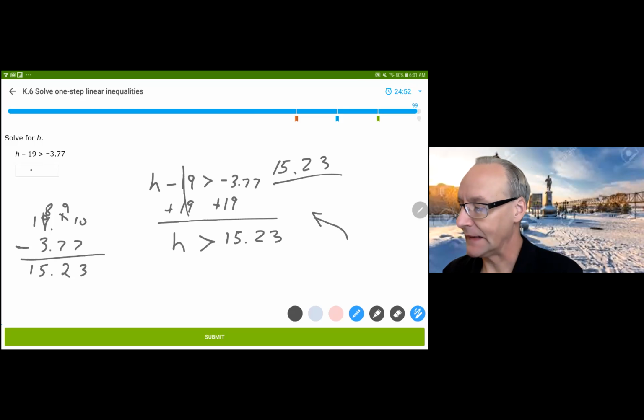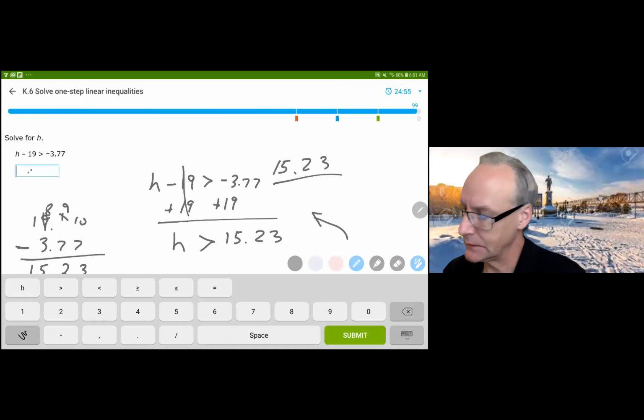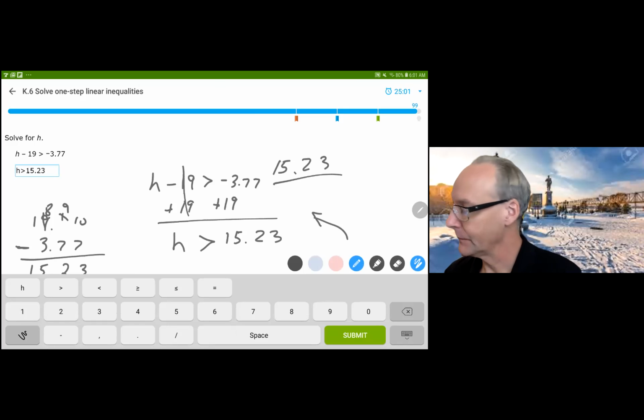15.23 is less than h, or h is greater than 15.23. And hope you all have a better time of it than I did. Hopefully you won't make a silly error like I made with my difference of 7. Can't believe 51.